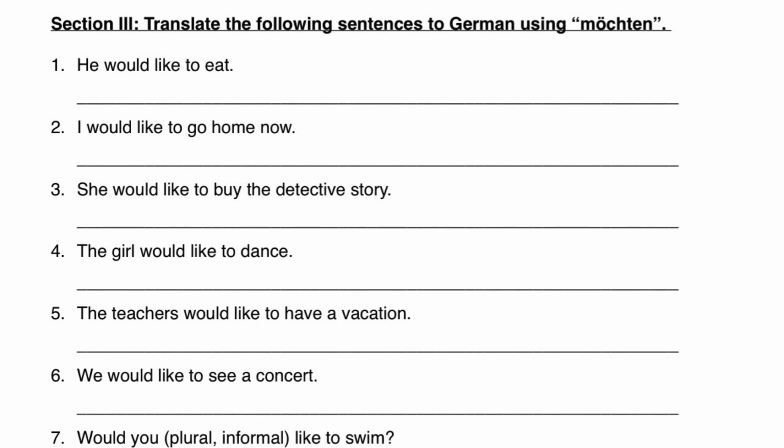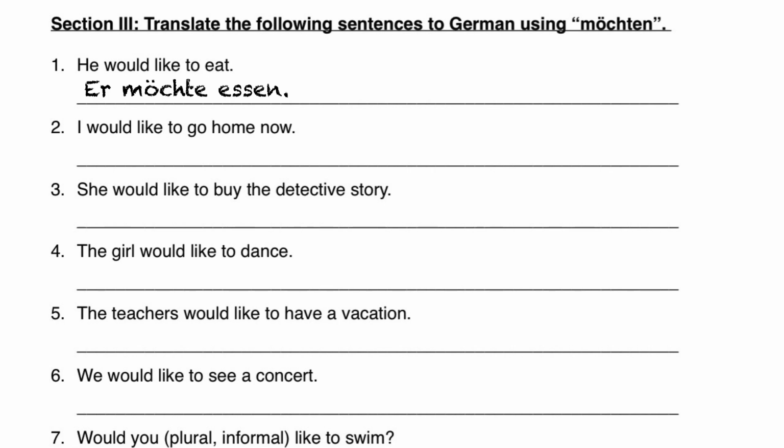So, in this sentence it says, he would like to eat. He is and then would like is the möchten part, and we have to conjugate that to go with the er form, so we have möchte, and then our other verb, to eat, at the end in the infinitive form. Er möchte essen. He would like to eat.